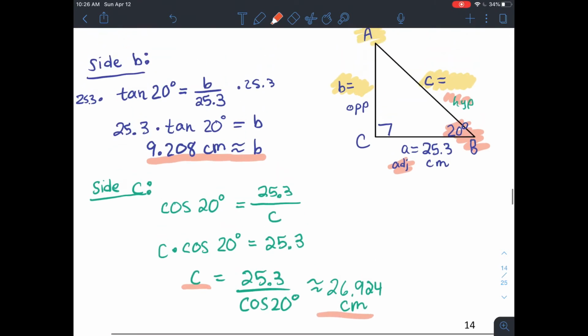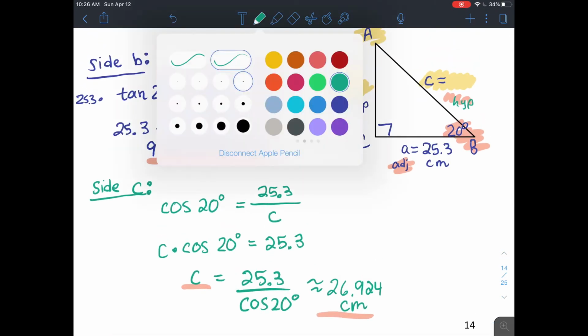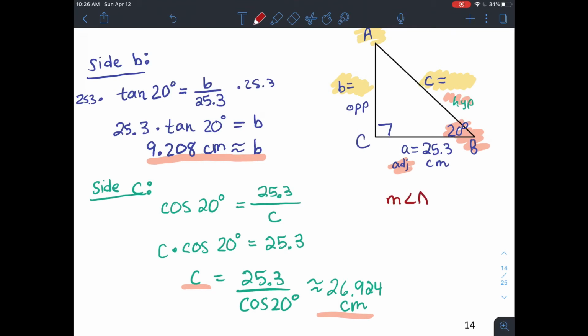I saved the easiest for last. I have two angle measures, a 90-degree angle and a 20-degree angle. So to get my third angle, I can go, hey, angles in a triangle add up to 180. Let's subtract the two that I have and get measure of angle A is 70 degrees.